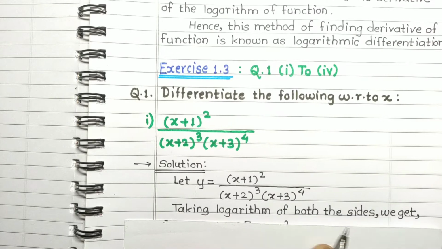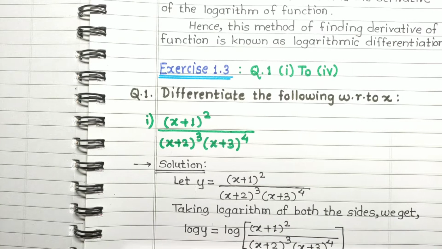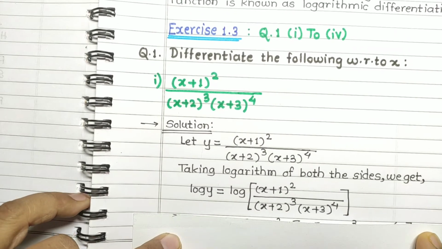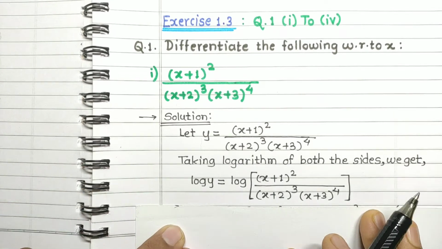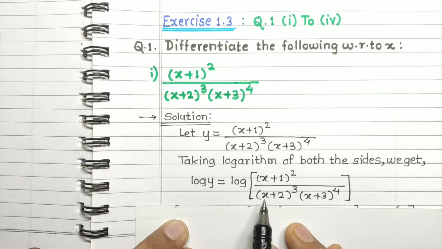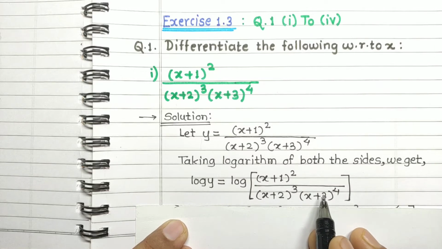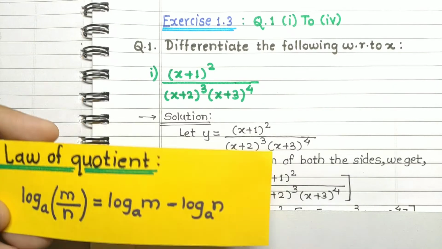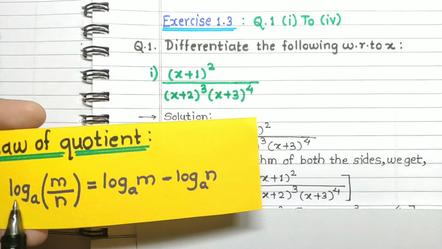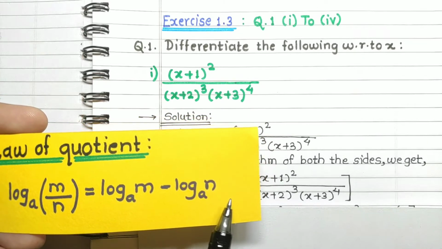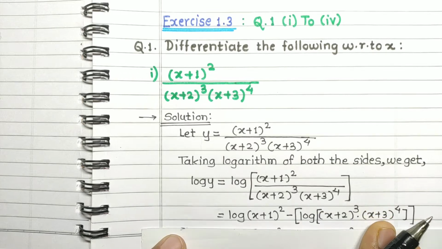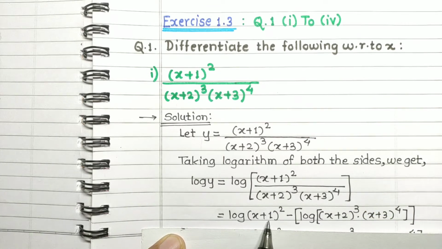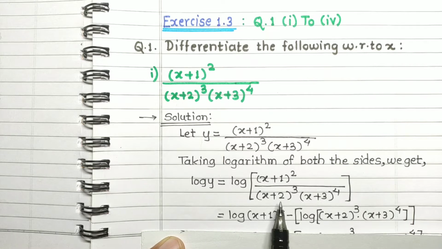So taking logarithm of both sides we get log y is equal to log of the given function. Now we are going to simplify this logarithmic term using laws of logarithm. See here it contains a quotient. So we are going to use the law of quotient and we know it, just as we have discussed, log m by n is log m minus log n. So let's split this term. Log of numerator x plus 1 bracket square minus log of denominator which contains this product x plus 2 bracket cube into x plus 3 bracket raised to 4.